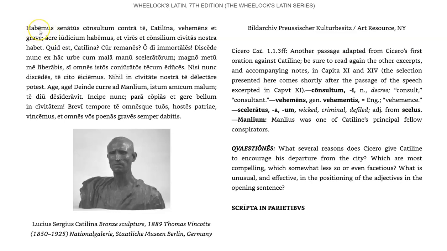So we have the decree of the Senate against you, Catalina, strong and grave. So on the test, if you wrote strong and grave, you're going to get credit. And then we have a sharpness of judgment, literally.